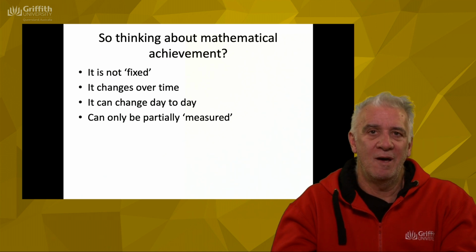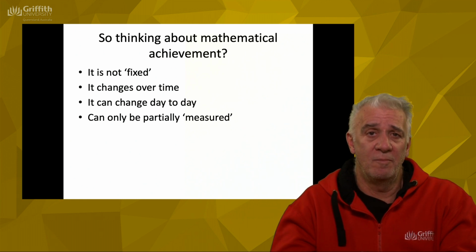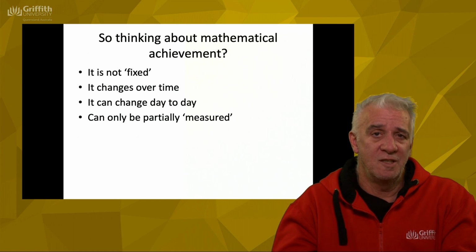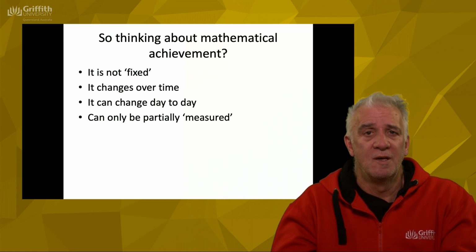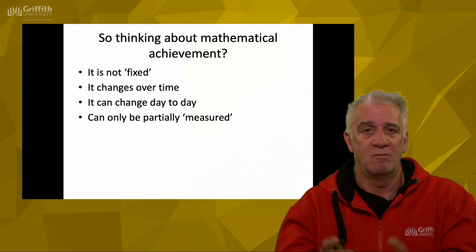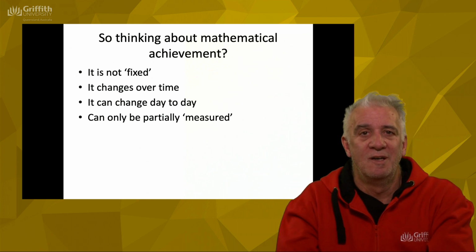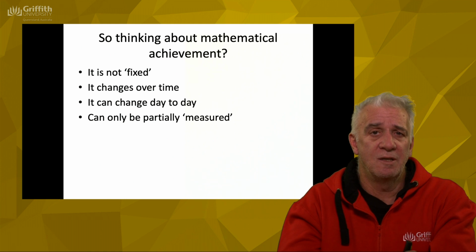So, some final points about mathematical achievement. The first thing is it's not fixed. The second thing is it changes over time, and it can indeed change from day to day. And finally, ability or achievement can only partially be measured. There's lots of parts of kids' achievement that we don't know about because we don't measure it in a formal assessment. But it's equally important, particularly if you think about last week's lectures on numeracy, where we talked about dispositions and inclinations to use stuff.